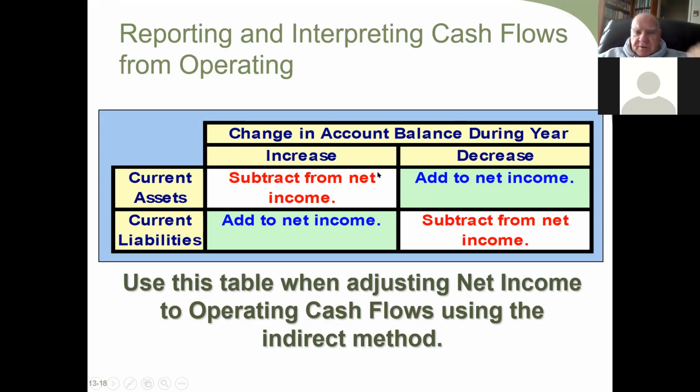Okay, so we're going to get this little relationship on current assets in our head. Assets going down is a good cash flow. You don't want your assets to just grow and grow and grow and have a pile of assets that aren't doing anything for you. You want to be selling them. You want to get them turned into cash. So use this table when adjusting net income to operating cash flows.